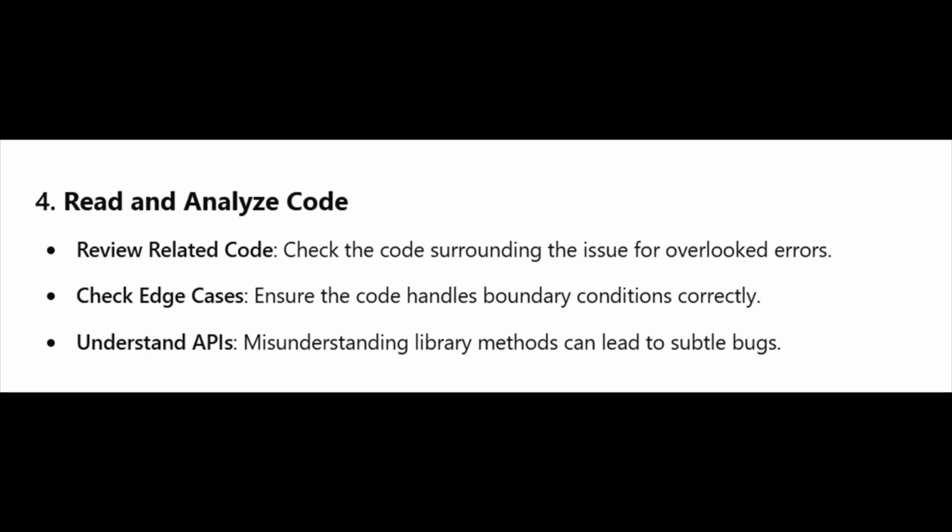4. Read and analyze code. Review related code. Check the code surrounding the issue for overlooked errors. Check edge cases. Ensure the code handles boundary conditions correctly. Understand APIs. Misunderstanding library methods can lead to subtle bugs.